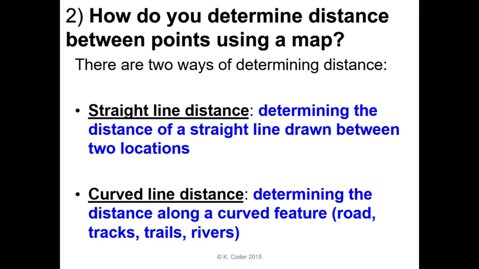The other one, taking all the roads and turns, would be a curved line distance. This is more of an accurate measurement of how far something is. If you're going on a hike, you can't just walk straight up the mountain. Sometimes you're going to take a lot of turns based upon different landscapes or streams or rivers that might be in the way. So we're going to look at both of these today. A curved line distance is determining the distance along a curved road, such as a road, tracks, trails, and rivers.